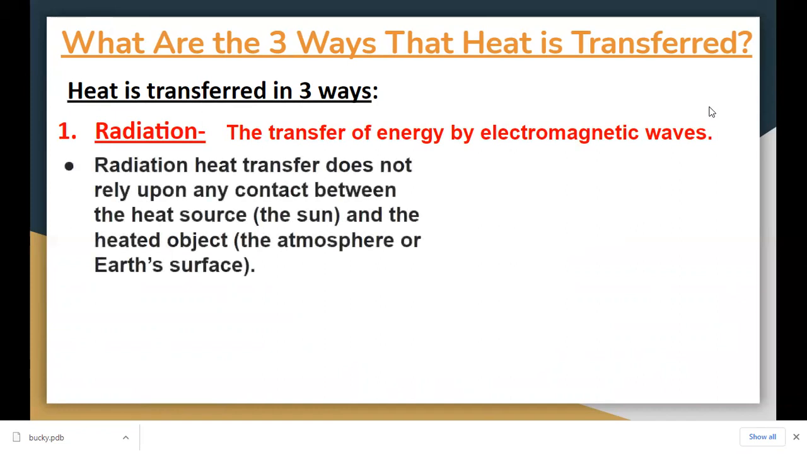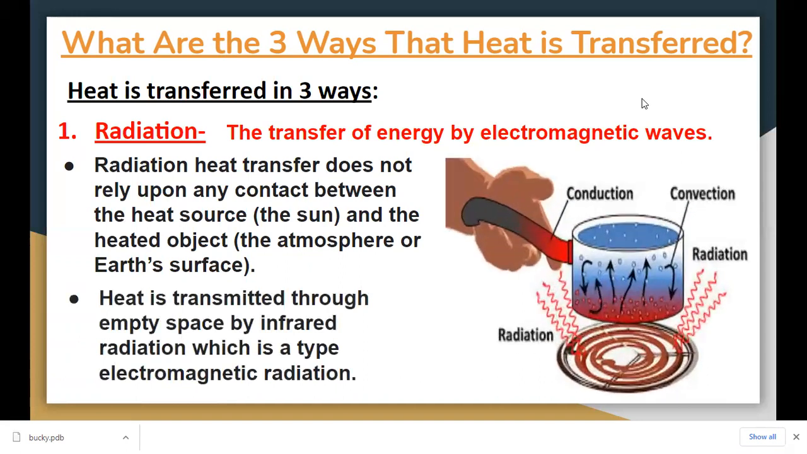Radiation heat transfer does not rely upon any contact between the heat source. The heat source is the sun, and the heated object is the atmosphere or Earth's surface. Heat is transmitted through empty space by infrared radiation, which is a type of electromagnetic radiation.